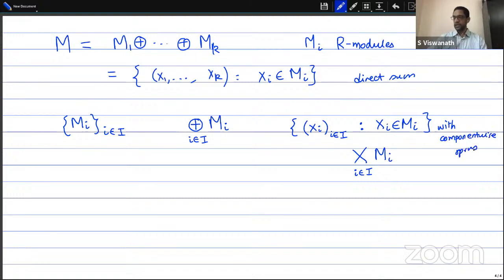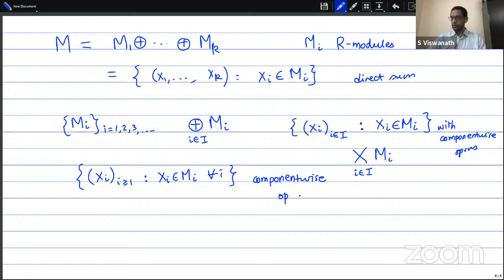So maybe, let's make this slightly simpler. Let me just deal with an infinite collection indexed by the natural numbers. So suppose I have M1, M2, M3, M4, and so on, and I want to understand what this infinite direct sum means. Like I said, there are two possible ways of thinking about it. Number one, you could just take all sequences (xi) for i greater than or equal to 1, where xi comes from Mi for all i. Take this set and just perform operations component-wise. That would be one way of doing it, and that is a module in fact, but we call this the direct product rather than the direct sum.